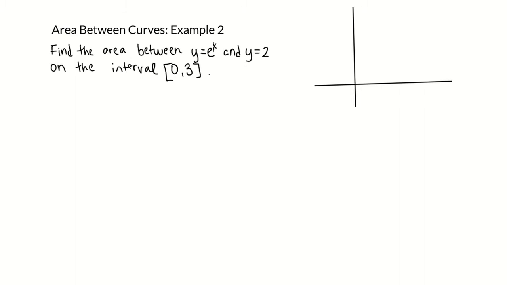Now these functions do cross on the interval 0 to 3, so let's say here's the value 0, 1, 2, 3 is somewhere over here. The functions do cross on that interval, so for part of the interval, e to the x is the greater function, and then the other part of the interval, y equals 2 is the greater function, which will change how we integrate, but what we want to find is what is this point here?